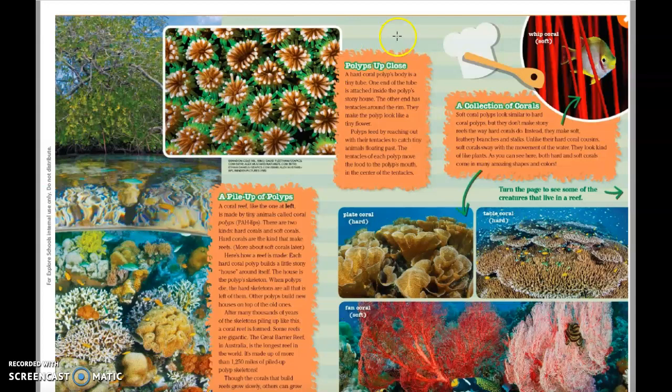First section, polyps up close. A hard coral polyp's body is a tiny tube. One end of the tube is attached inside the polyp's stony house. The other end has tentacles around the rim. They make the polyp look like a tiny flower. Polyps feed by reaching out with their tentacles to catch tiny animals floating past. The tentacles of each polyp move the food to the polyp's mouth in the center of the tentacles.